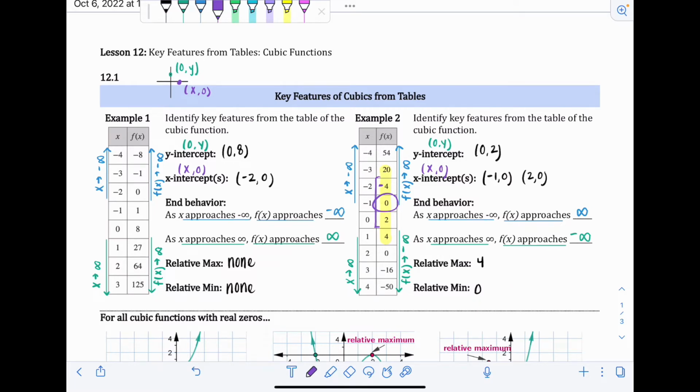And then for the maximum of 4, we're going to look at these numbers. So we're going from 2 to 4 to 0. So we're climbing to 4. And then after we hit 4, we're going back down. So think like we're climbing to 4. Say this is 4. Then we go back down after. That's a maximum. It's like the top of a peak.